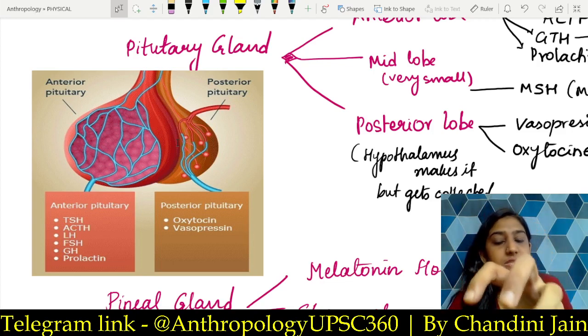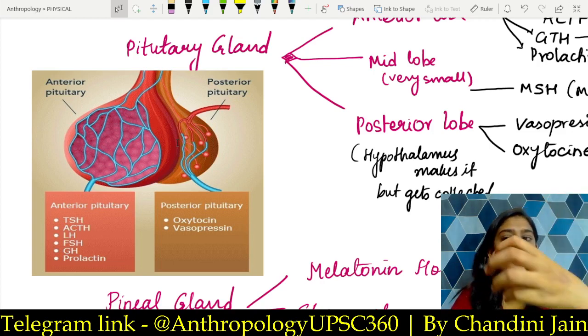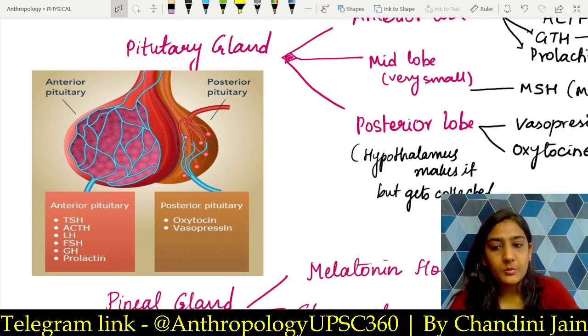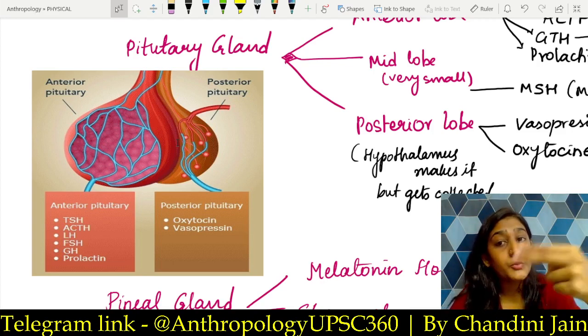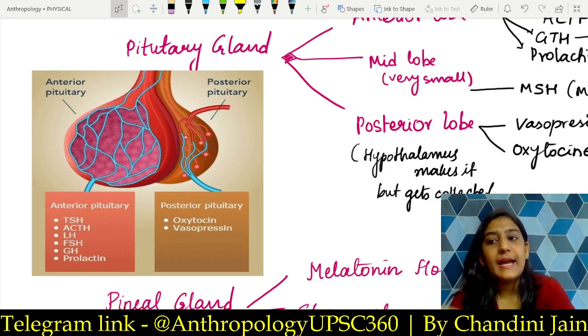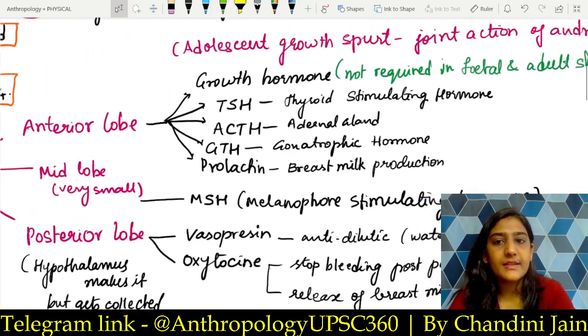The hormones that are stored in the posterior pituitary are the ones that the hypothalamus produces itself and sends to the pituitary further. Okay, so there are two posterior pituitary hormones, which are oxytocin and vasopressin, which are produced by hypothalamus but stored in the pituitary gland. Now if we talk about the anterior pituitary, there are multiple hormones which we will see individually and their impact also.